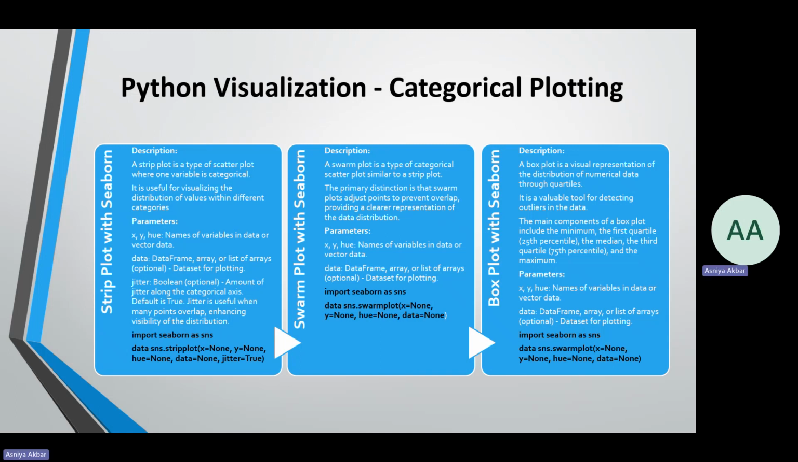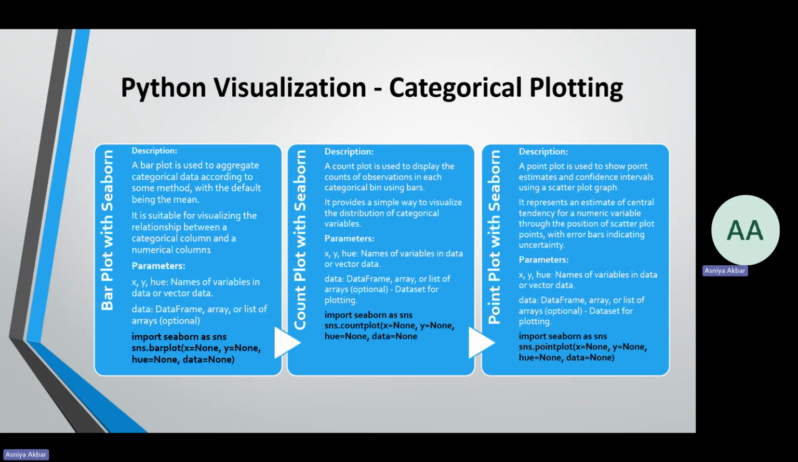And lastly, we have box plot with Seaborn. So a box plot is a visual representation of the distribution of your numerical data through quartiles. So it is a very valuable tool for detecting outliers in your data. And here we again have x, y, hue, and data, which are the common parameters.